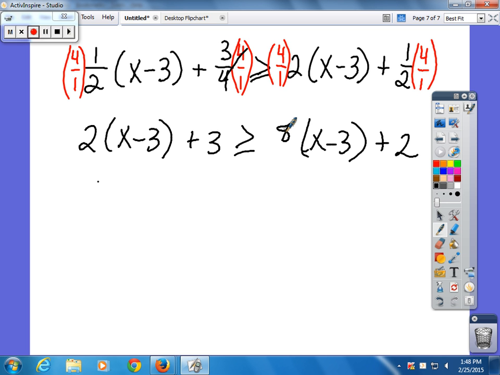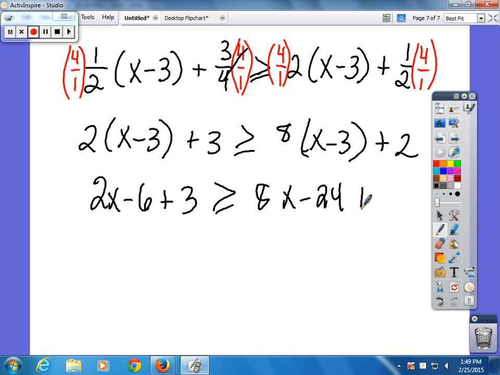So let me start over. 2x minus 6 plus 3. I'm glad I made a mistake because I didn't want it to come out as an identity. I did it on purpose. 8x minus 24 plus 2. So 2x minus what? Minus 3. Greater than or equal to 8x minus 22.